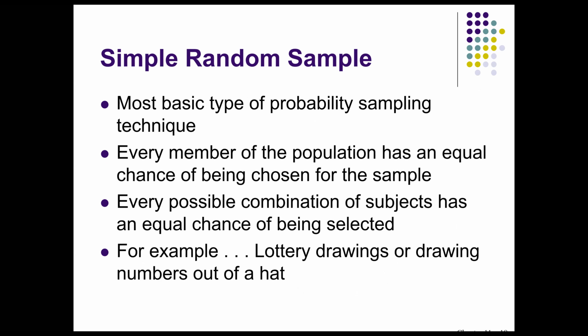So the most basic type of probability sample is what's called a simple random sample. And so here, every member of the population has an equal chance of being chosen for the sample, and all the different possible combinations of cases have an equal chance of being selected. And the classic example of a simple random sample is a lottery drawing.